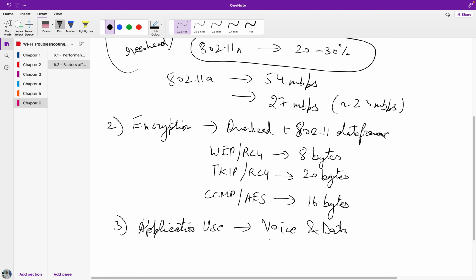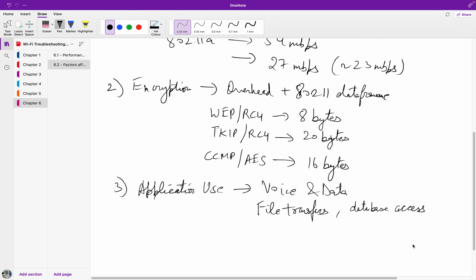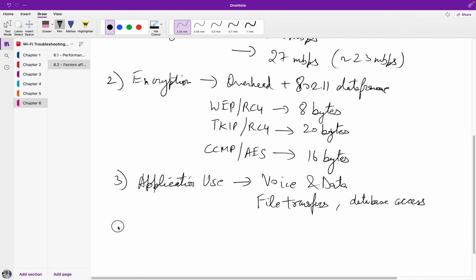Then there are applications where you have to do file transfers, applications where you need to do database access. These are applications that require very high bandwidth, and they are very bandwidth intensive applications that will really reduce the throughput of the Wi-Fi client. That is something which we need to keep in mind.